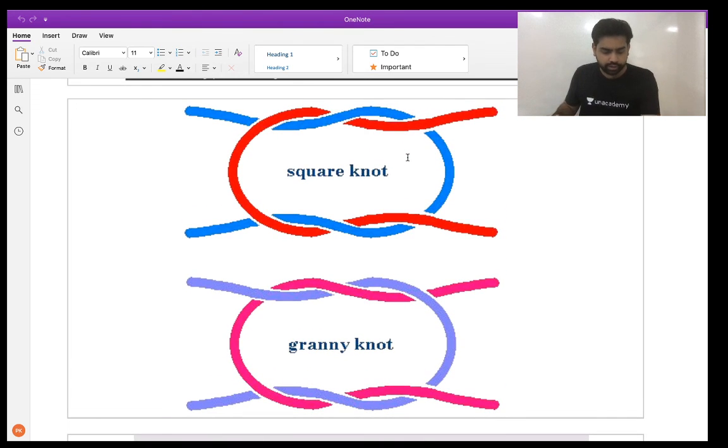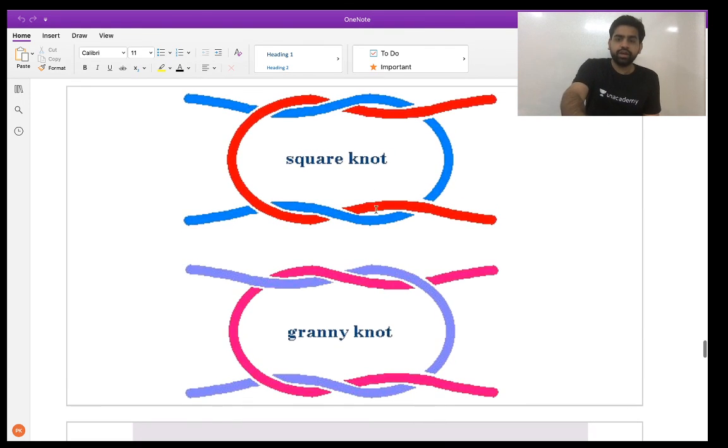Everybody got this? Can I hear it from you guys? Can I get a thumbs up if you got this, guys? Square and granny's look, no, not at all. Okay, so Raghu's square knot and granny's knot, they don't look alike. Please understand this.